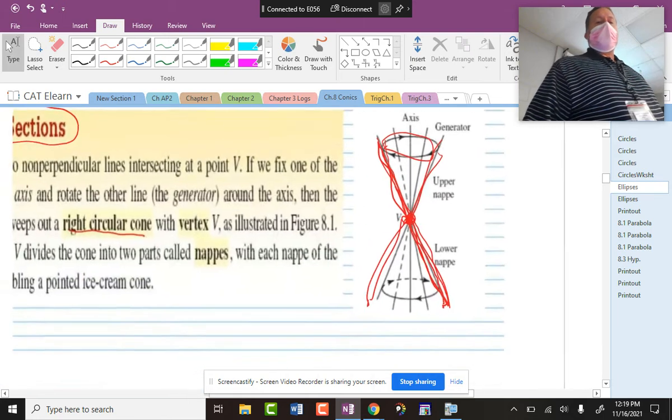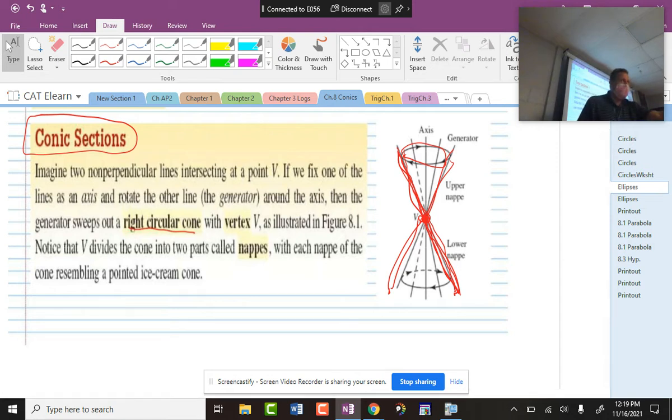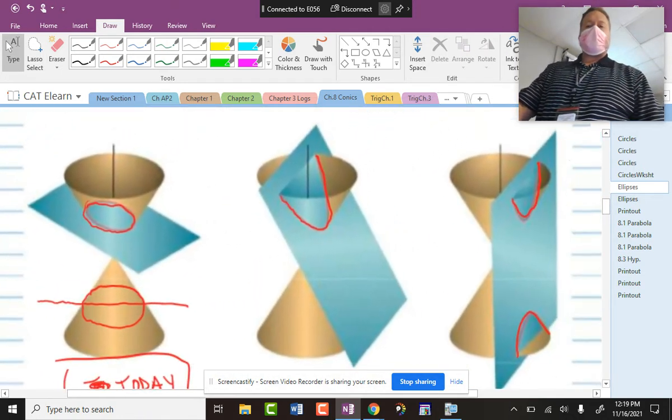So don't write this down. This is just for your vision. I think I said this yesterday. Imagine two cups from a water jug. You know, when you get water from those, you ever see those little cone cups? Put right on top of each other. I don't know why. Someone just decided to do this. And then from these cones, we get conic sections.